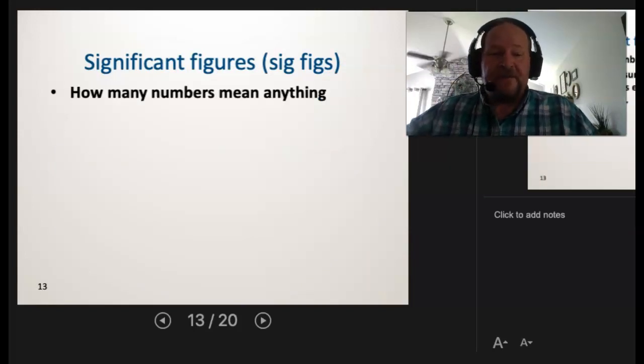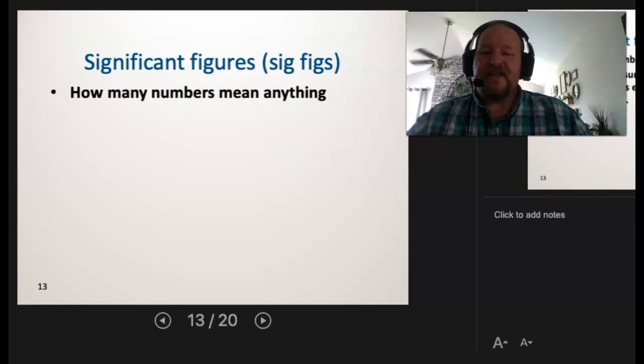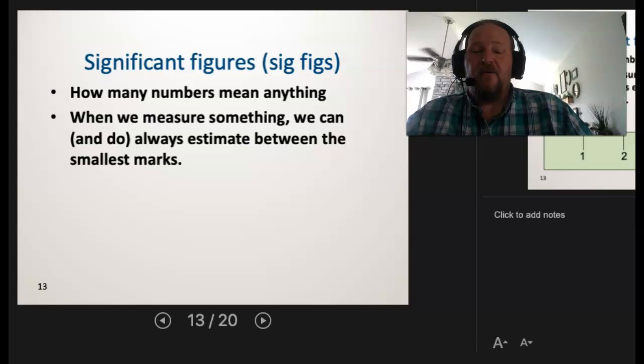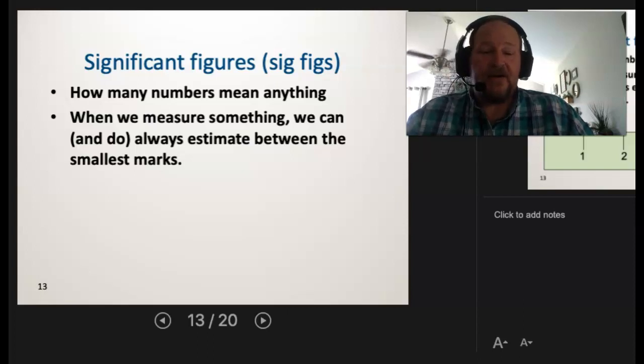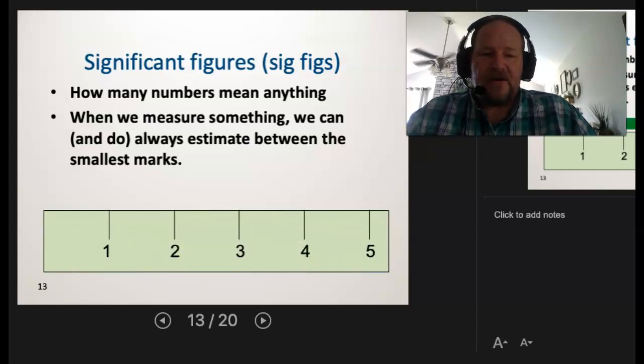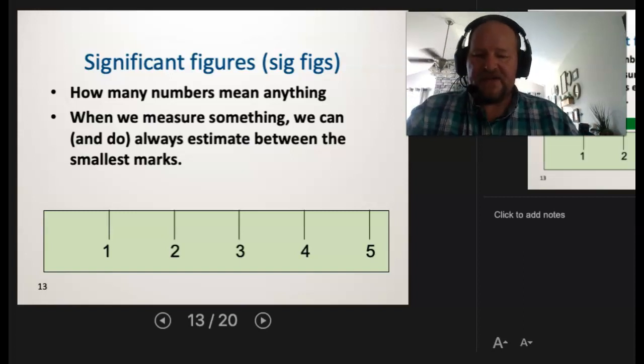And so when we look at measurements, usually a question that gets asked is how many of these numbers mean anything? Well, we already pointed out that the instrument is going to limit how good your number is going to be, because that's what limits all of our measurements. Now, what we have to understand is no matter how good or bad our instrument is, we're always going to make estimates. And so when we make an estimate, what we're going to do is just estimate between the two smallest marks. So if I have a ruler that looks something like this, and I'm not going to worry about units yet. We'll spend a little time talking about units soon.